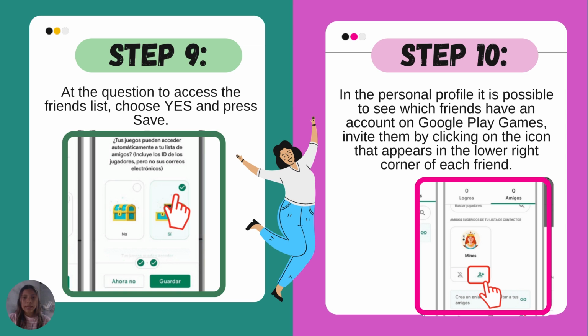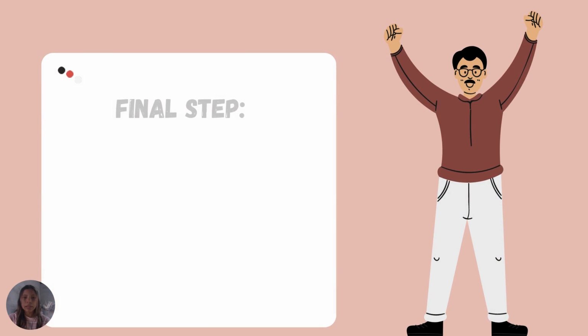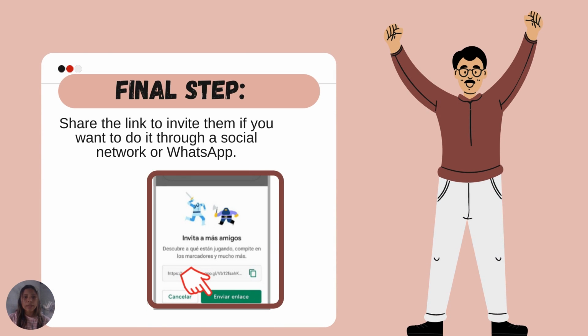Step 10. In the personal profile, it's possible to see which friends have an account on Google Play Games. Invite them by clicking on the icon that appears in the lower right corner of each friend. And the final step, share the link to invite them if you want, through a social network or WhatsApp.